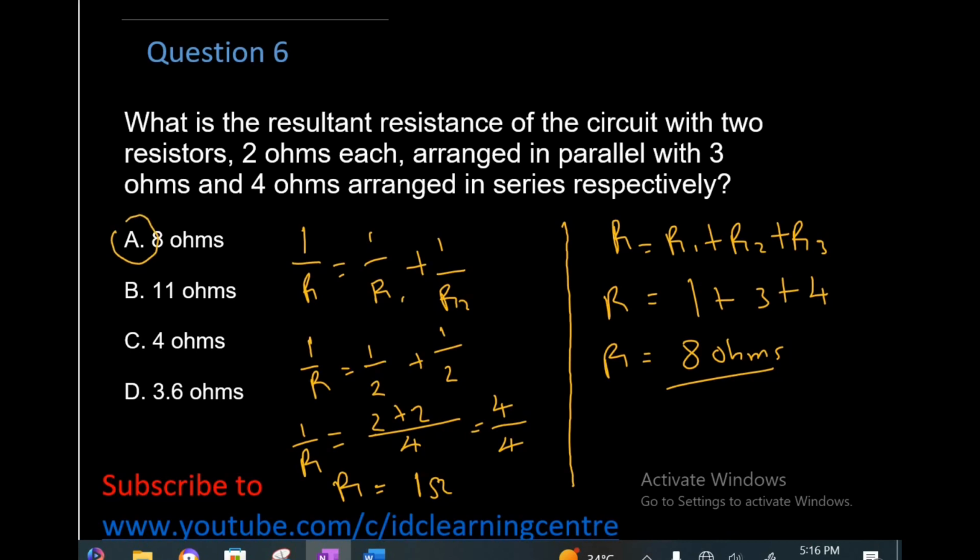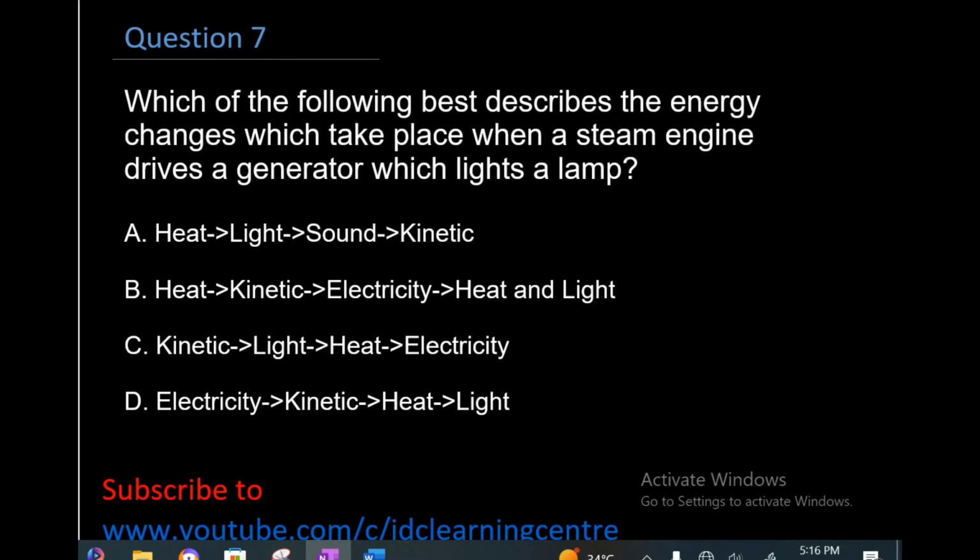Alright, so the next question, question 7. Which of the following best describes the energy changes which take place when a steam engine drives a generator which lights a lamp?